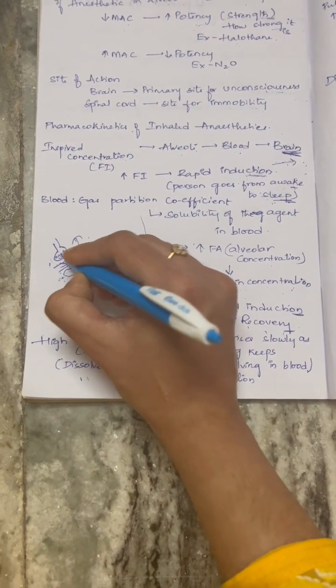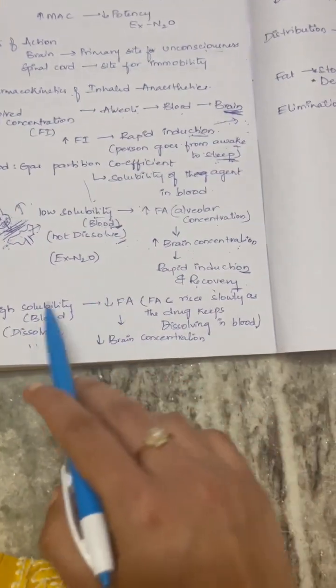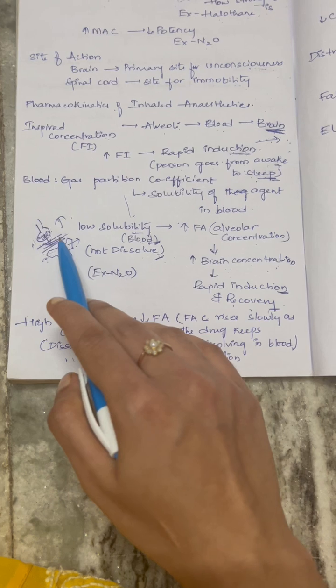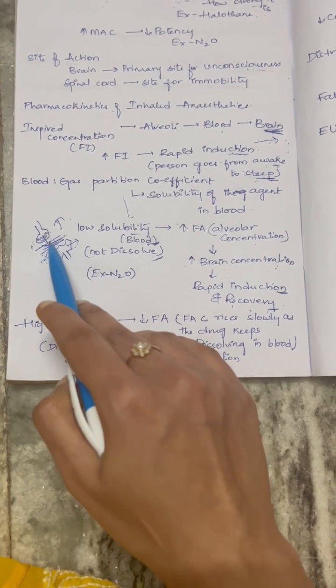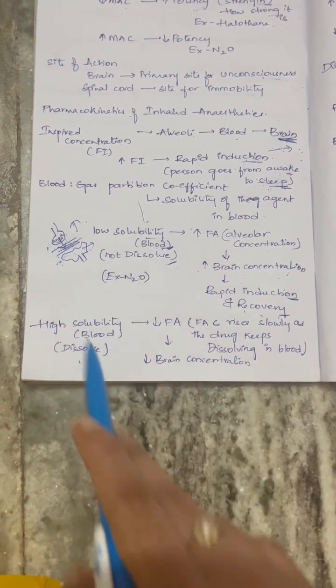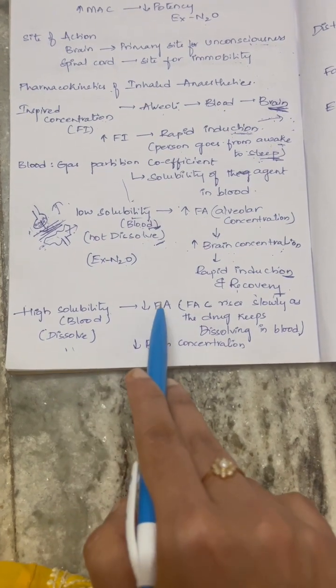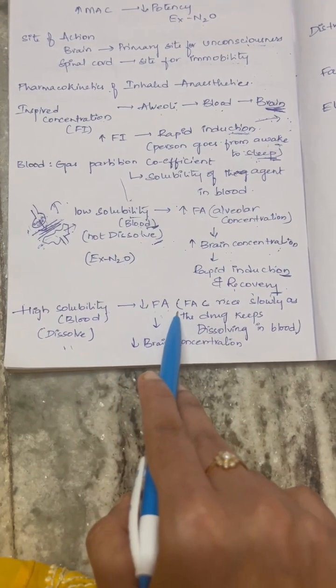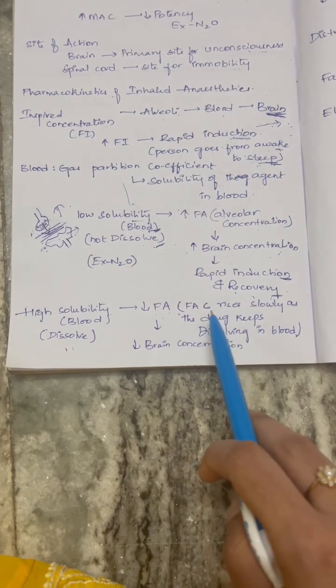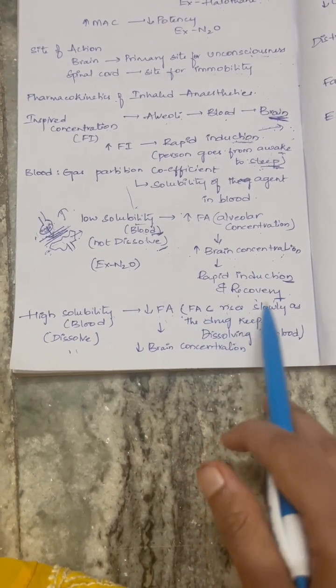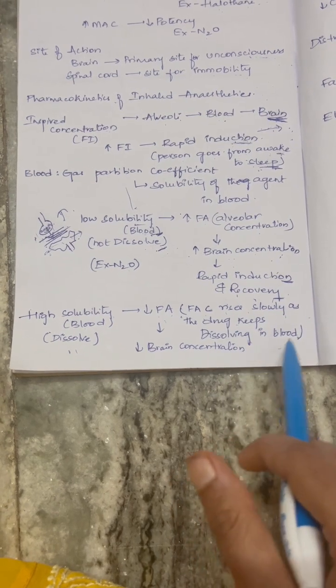So you'll have a lesser concentration in the alveoli. Because it's dissolving very fast, like it has a higher solubility, the drug is going fast from the alveoli towards the blood. So that's what it says. When you have a high solubility in the blood, it means the alveolar concentration is very low. So directly, it means that the alveolar concentration will rise slowly as the drug keeps dissolving into the blood.